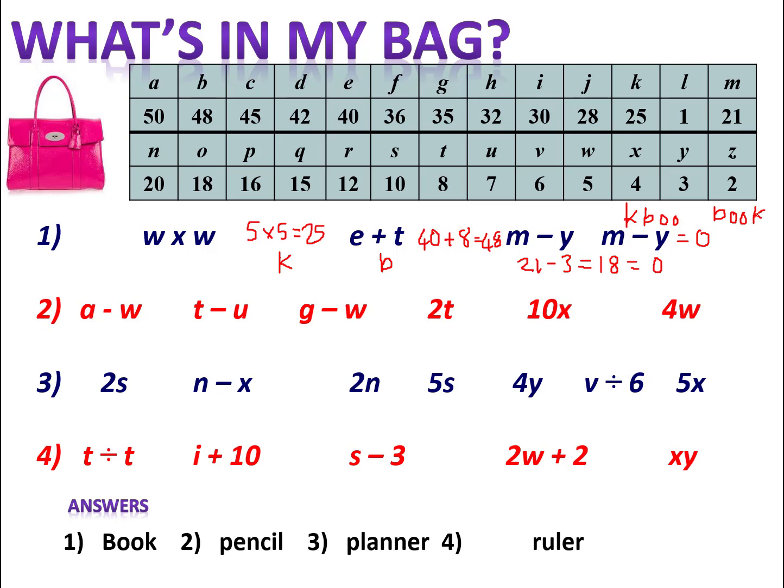Number 1, book. 2, you've got pencil. Excellent. 4, ruler. And 3, that's the star question, because people always struggle to work out that word is the planner, because we don't use it as much as we should. Right, let's move on.